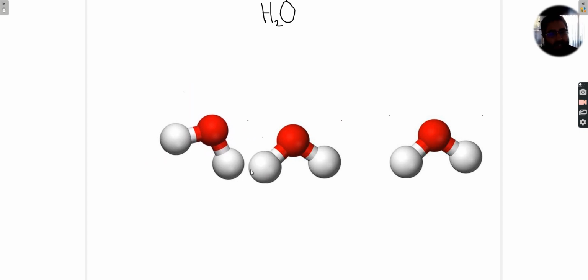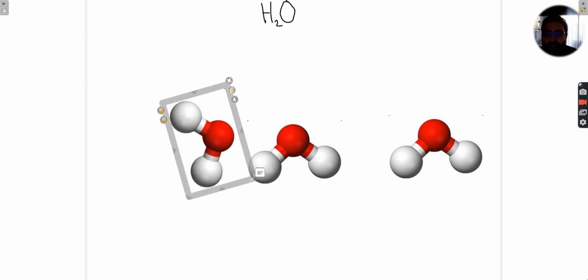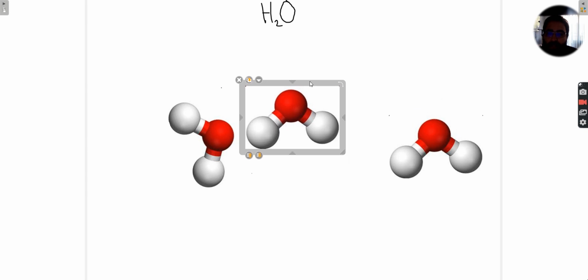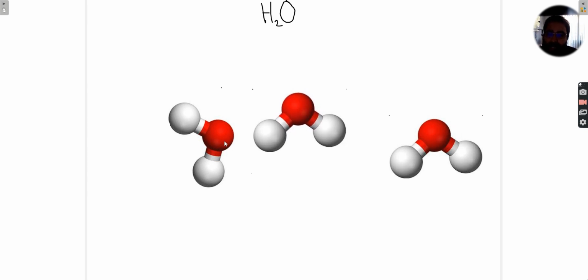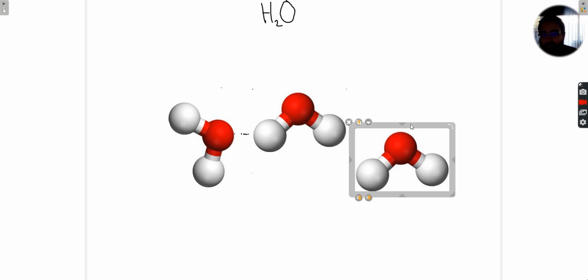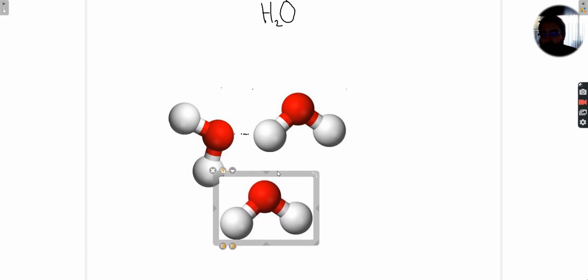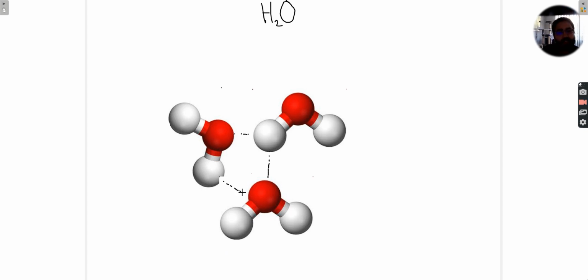What ends up happening is this positive part, these positives do not want to be next to each other. So what happens is the molecule tends to rotate so that they can line up. That negative is now attracted to that positive. So there's a little attraction here. And then same thing with this one. Now that negative is attracted to that positive, and it begins to make this crystal structure.